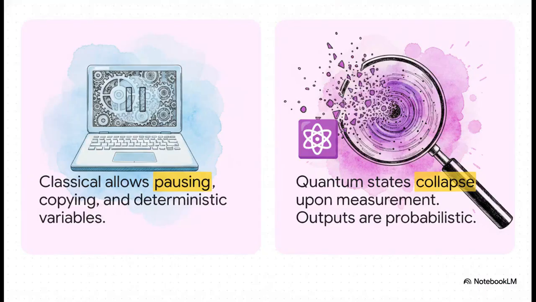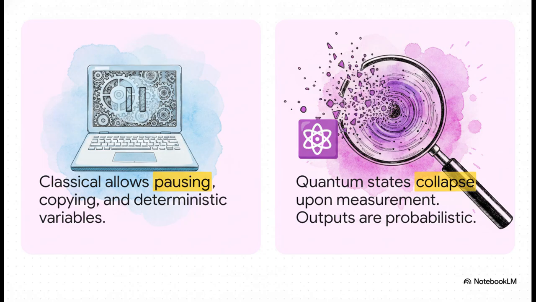Let's kick things off with the absolute core constraint of quantum software development: why standard classical software debugging simply fails when you apply it to quantum systems. Think about how ridiculously convenient classical debugging is. You can pause execution whenever you want with a breakpoint, copy the memory, print out deterministic variables, and inspect exactly what your program is up to, right? Well, quantum debugging strips every single one of those conveniences away.